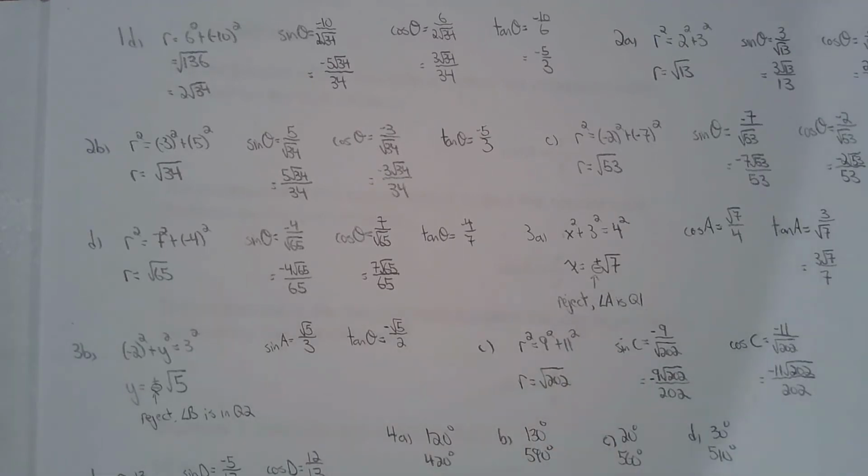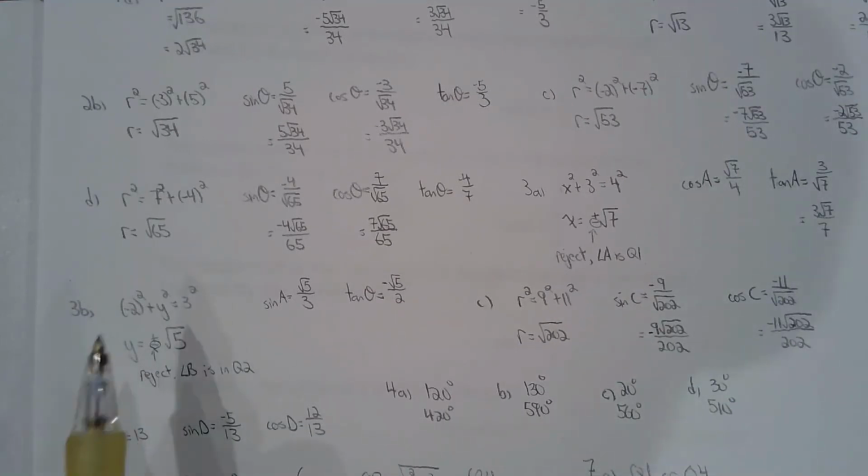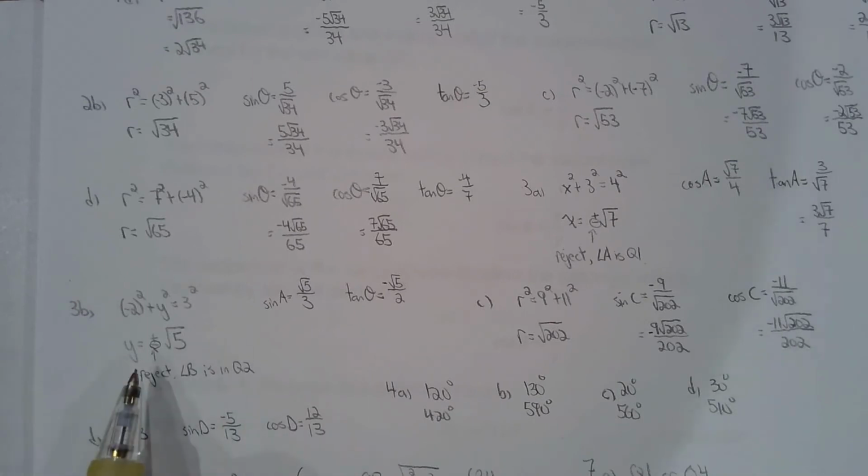So for 3b, you'll notice that you're solving for y because you're given the cosine ratio. So you have x and r, and you solve for y. Reject the negative because b is located in the second quadrant. So be careful. Sometimes reject positive, sometimes reject negative. It just depends on where the angle is located.